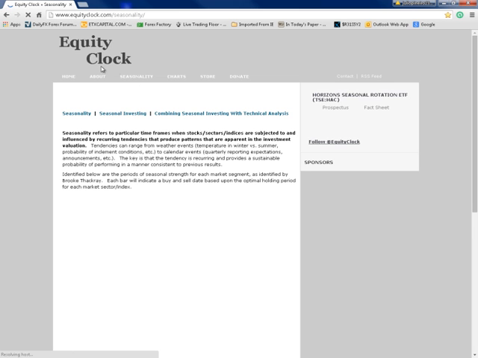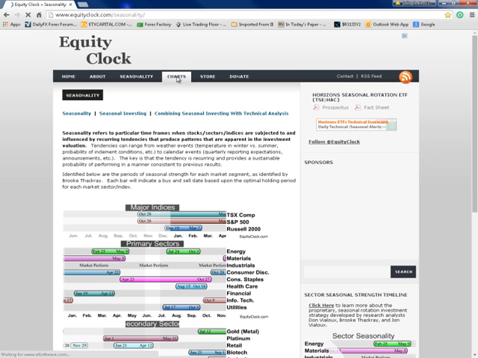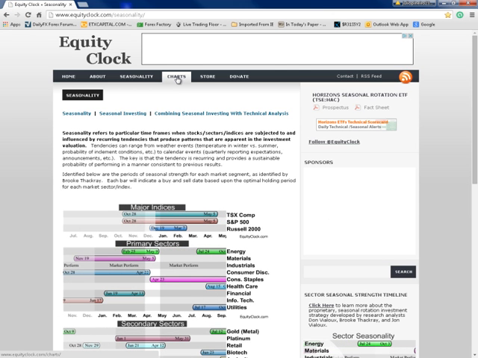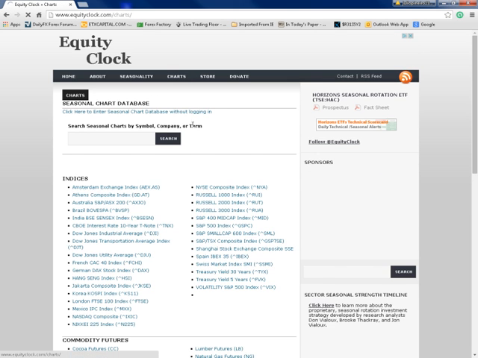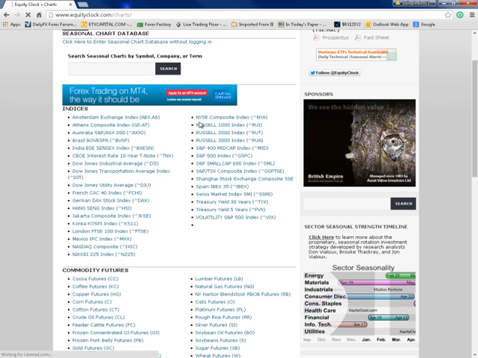So this is equityclock.com, and if you click on chart, it's going to take you to this page here, seasonal patterns. Here you can see whether any particular instrument is bullish or bearish in different months, and this has been done based on real data for the past 20 years in the market.